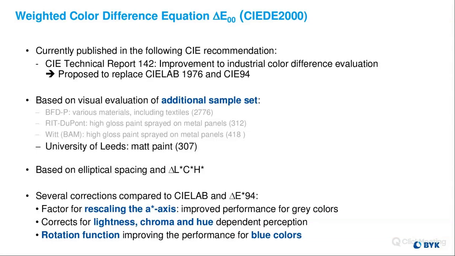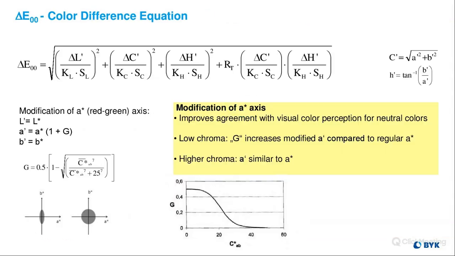And the elliptical spacing is based on delta L, delta C, and delta H. It also has a couple corrections that people noticed when they were looking at these newer tile sets. And so one is a rescaling for the A axis, and this is for gray and sometimes some beige colors. And also it has a correction for lightness, chroma, and hue, depending on perception. And then there's a rotational function for blue colors. And I'll talk about those specifically in a second.